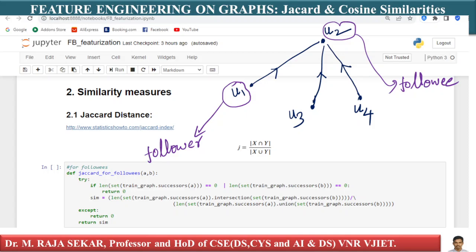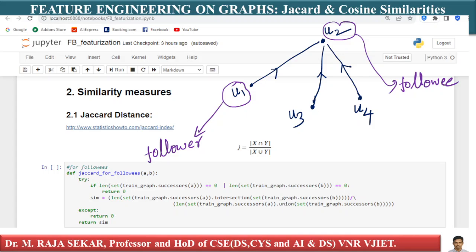U3, U4 are also called followers, isn't it? Just see, U1, U3, U4 are called the followers of U2. These are called followers because U1 is following U2, and U3, U4 are also following U2. But the one who is being followed is called the followee. So in this relationship, U1 is called the follower and U2 is called the followee. Simple terminology. Now what we compute is something called Jaccard distance.